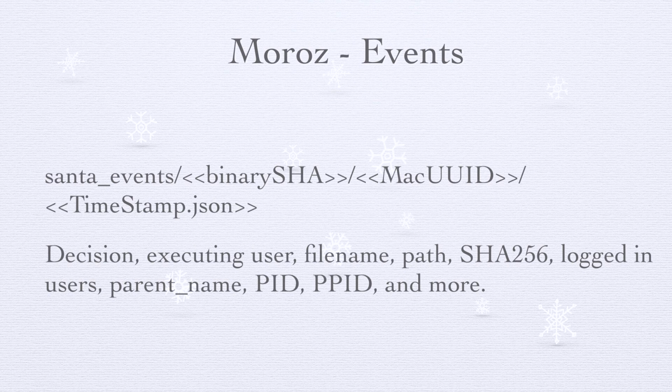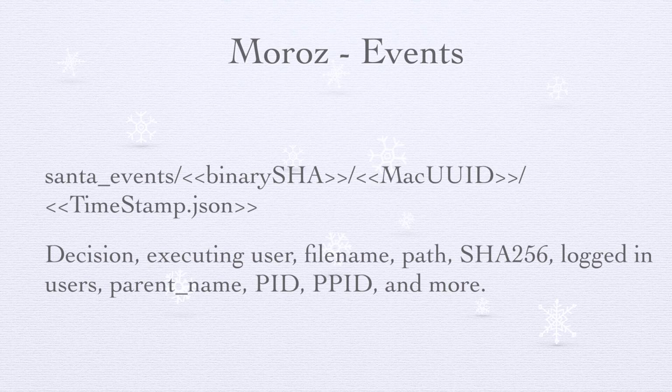Now, the events directory. I mentioned launches of unknown applications or blacklisted applications. So in this event directory is the SHA value. It creates a directory with the SHA value of the binary that's been executed. So if this binary exists on multiple machines, you're going to have one directory for that binary. Inside of there is the UUID of each machine that has run that binary. So you can see who has run it. And then, further, is a timestamp.json file of when that was run.